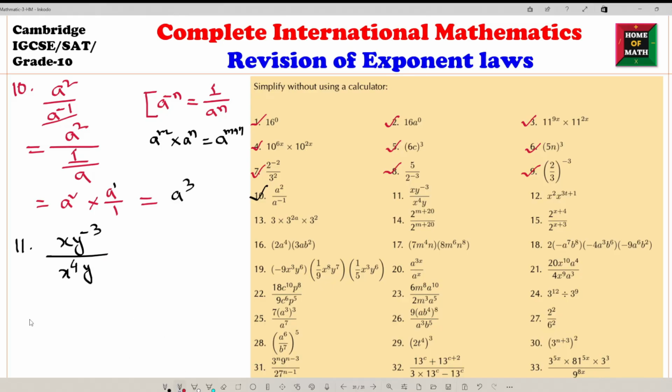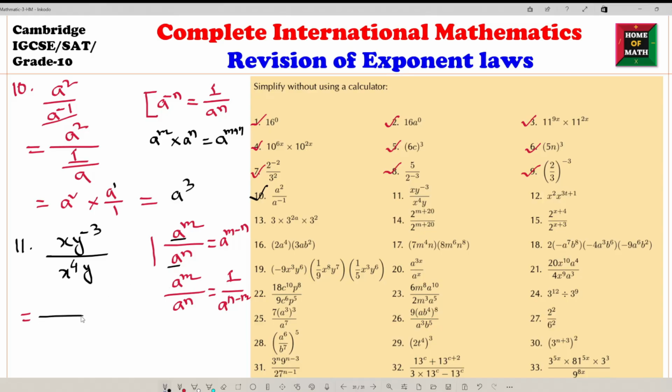So here we can do one thing. We know a to the power m divided by a to the power n equals a to the power m minus n, or we can write a to the power m divided by a to the power n equals 1 divided by a to the power n minus m. It means once the bases are the same, in division the powers will be subtracted.